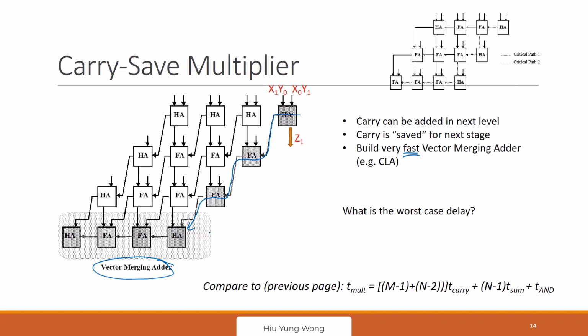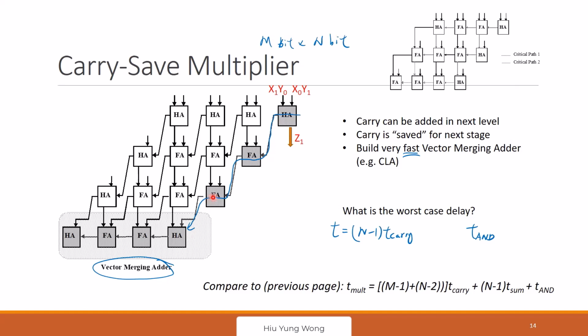Let's see why, right? So what is the worst case delay? First, of course, you have the AND gate, right? What we call is T AND. Let me just do it this way, right? You need to do the AND gates. That is okay, right? And then after that, you have 1 carry, 2 carry, 3 carry, right? You only have N minus 1 T carry. It depends on the depth, right? You are doing M bits times N bits, right? So you have N minus 1 T carry.